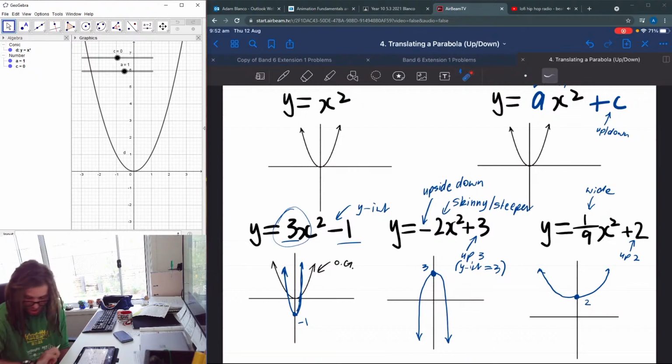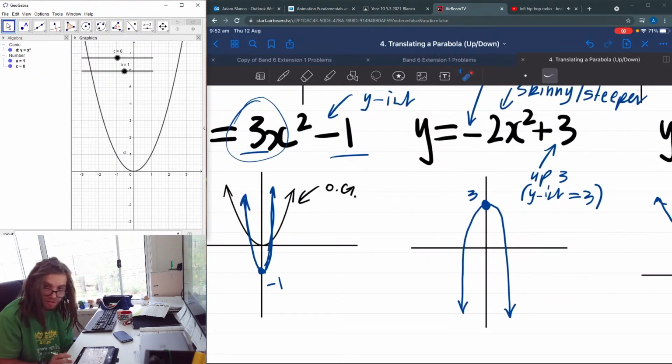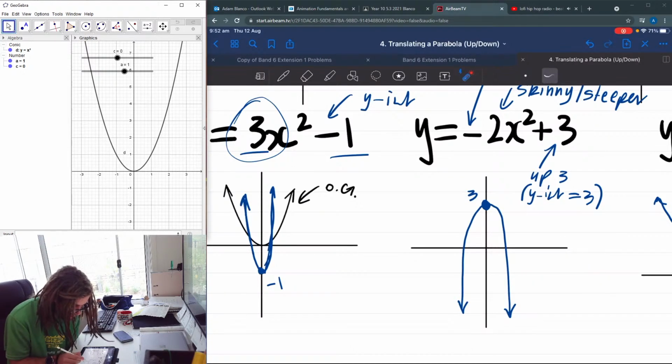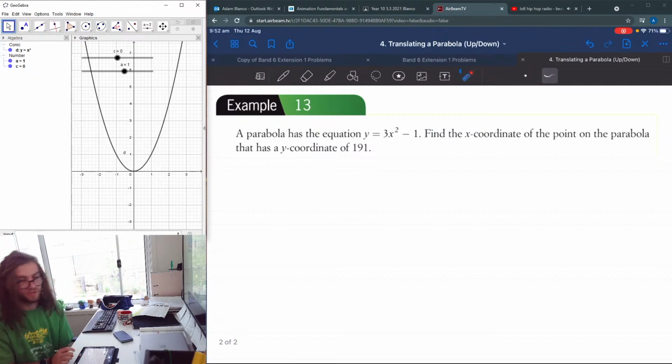So the axis of symmetry is never going to change. But what you do need to be able to do is identify certain points on the graph. So the question might say, if x equals 5, what's the y value? And in this case, the y value will be down here somewhere. But you're just going to be confident in answering that.